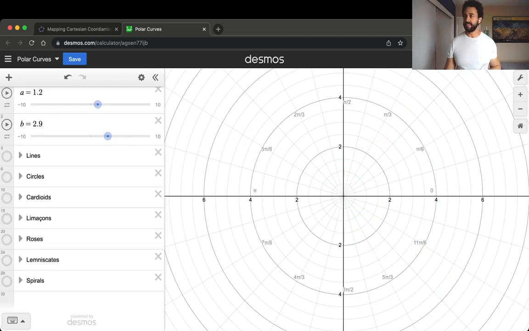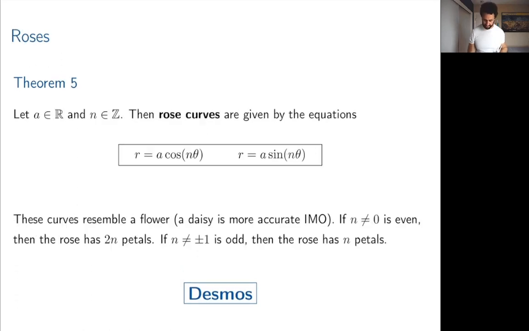What's the next one? Let's see. So we did cardioids, limaçons, roses. These ones are called rose curves. Let a be a real number and let n be an integer. So n is just going to be any integer like 1, 2, 3, 4, 5. Then rose curves are given by these equations, a cosine n theta and a sine n theta. And the curves resemble a flower. That's why they're called rose curves. In my opinion, they look more like daisies, but that's just my opinion.